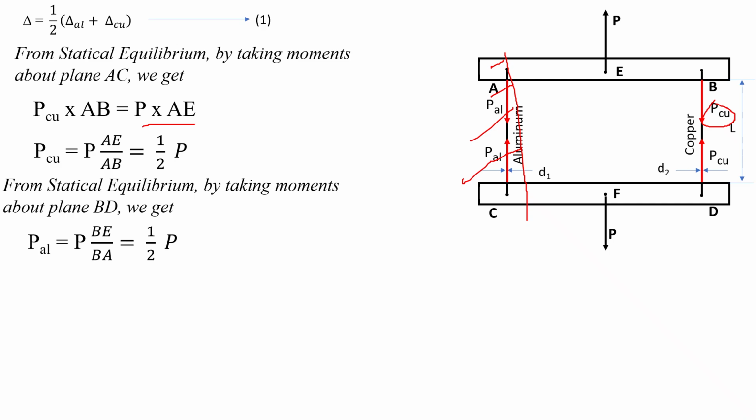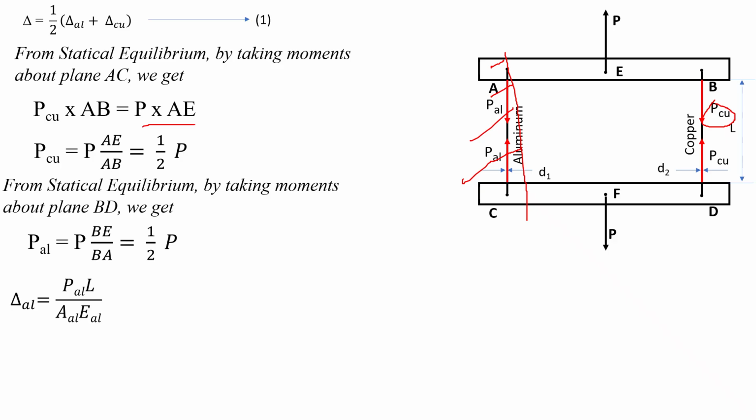Similarly, considering the statical equilibrium and taking the moments about the plane BD, we will get PAL equal to 1 by 2 into P. So next we have to see the deformation in the aluminum wire. We know deformation delta equal to PL by AE. Similarly here, the deformation for the aluminum wire delta AL equal to PAL into L divided by AAL into EAL.